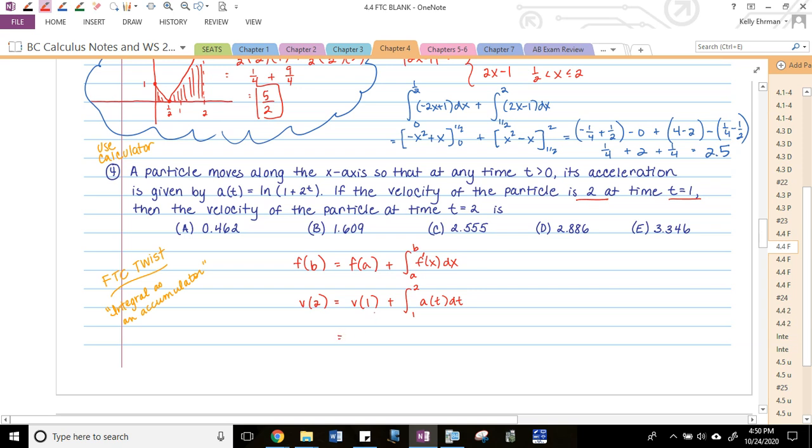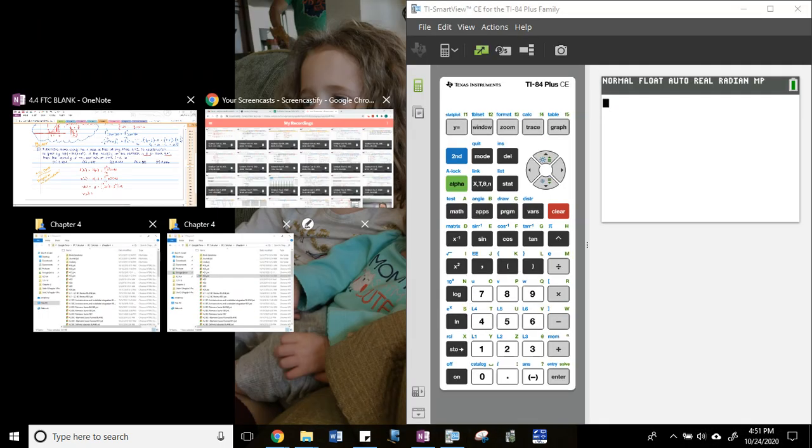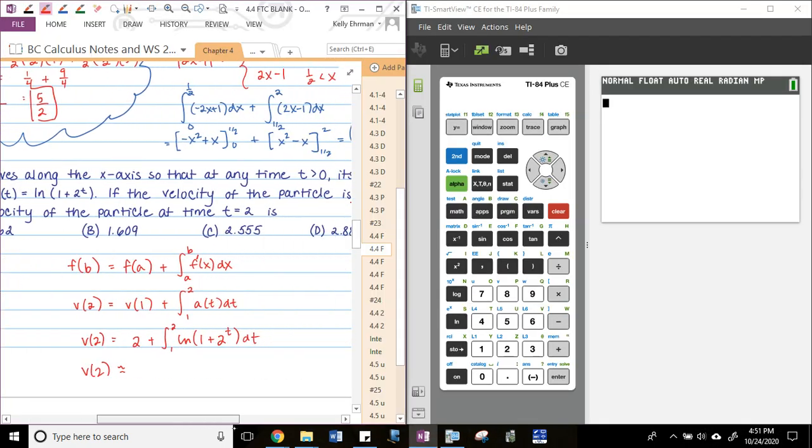And I can sub in what I know. V of 1 is equal to 2 plus the integral from 1 to 2. We're going to use our calculator. So this equation is natural log of 1 plus 2 to the t dt. And that will be v of 2. We'll see what the calculator tells us. So hop over to your calculator.